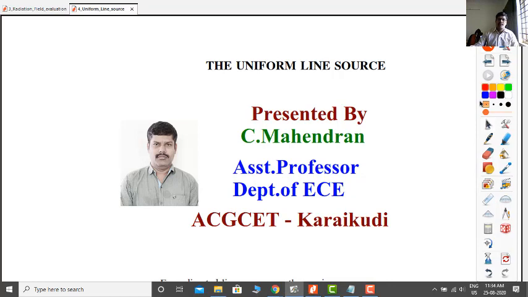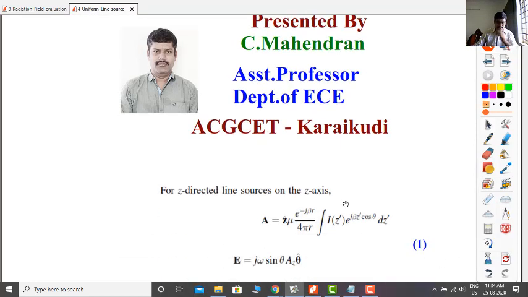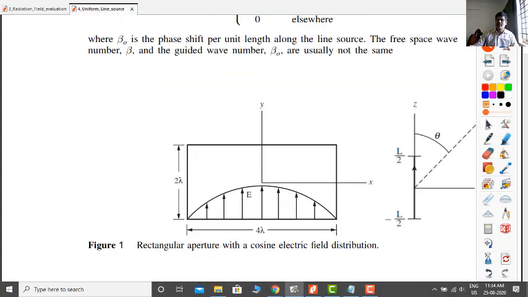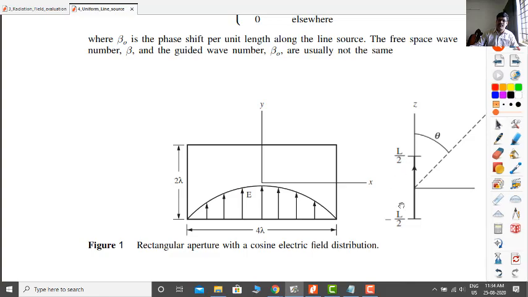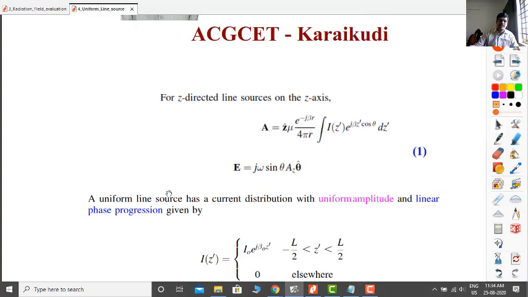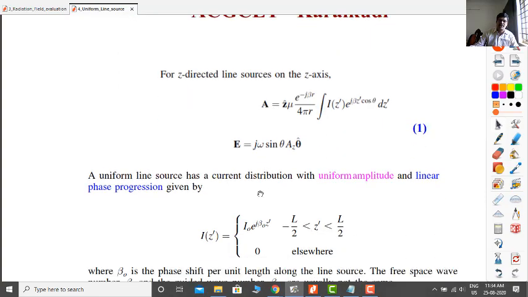This is the uniform line source. Again the same one, uniform line source, where we have not taken the phase into account. Here we are going to include the phase also. So, we know that the uniform line source means it has a uniform current distribution, that is the same amplitude everywhere. Here we have included the phase progression also as beta 0.